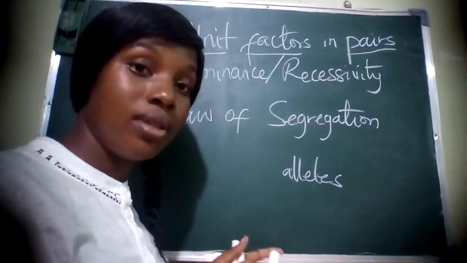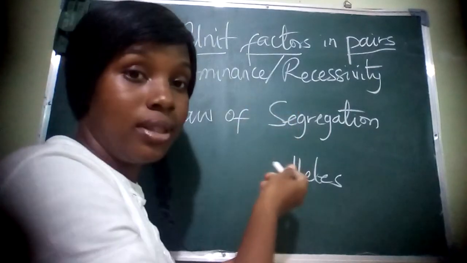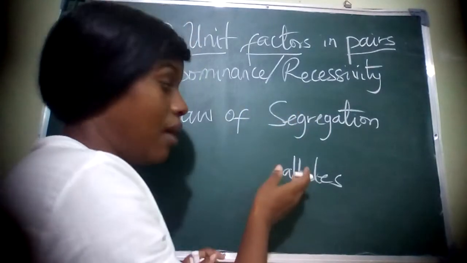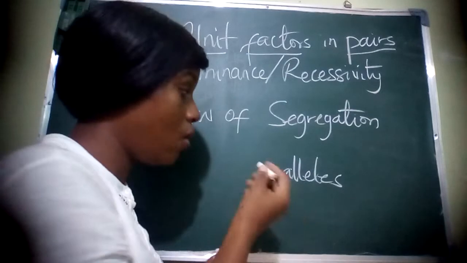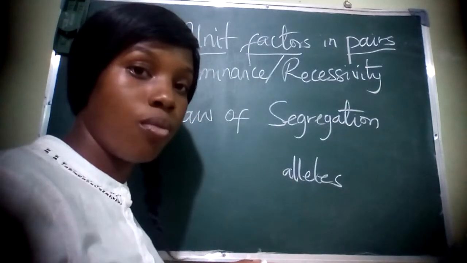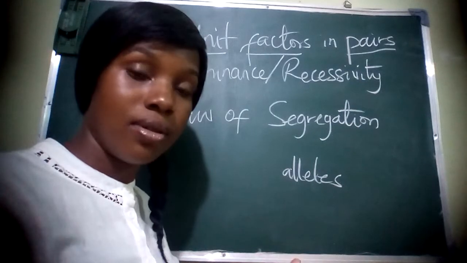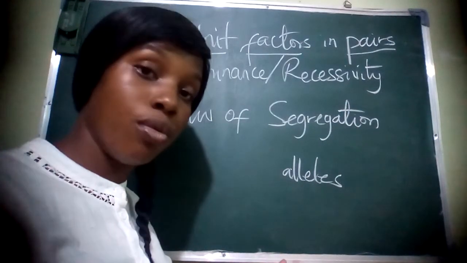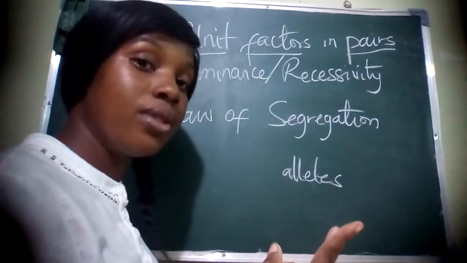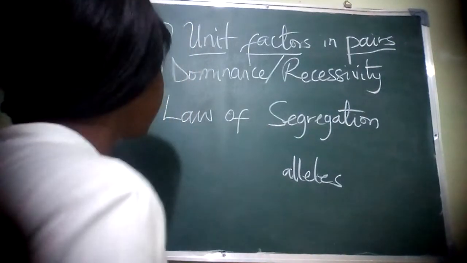And most times, since he was working on a diploid organism, this applies to diploid organisms. That is, organisms with 2 sets of chromosomes, like humans. We have 23 pairs, as 46 chromosomes. So those are actually 2 sets of chromosomes.